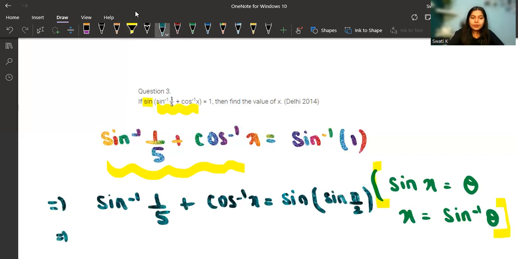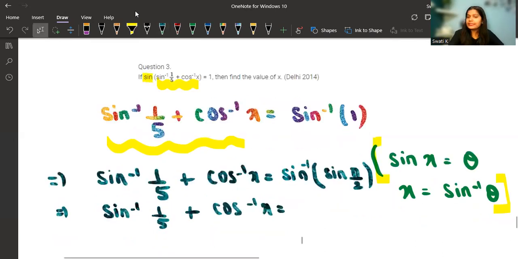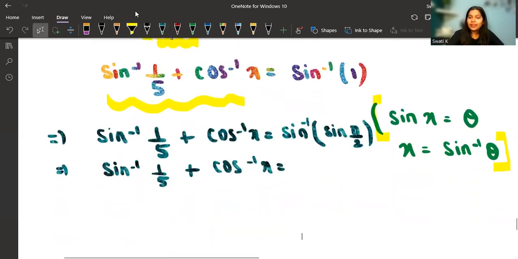And now this will become sine inverse 1 upon 5 as it is plus cos inverse x as it is equals, oh, sine inverse. Yes. So sine inverse sine theta, we know that the formula is theta only. So yes, let me write down the formulas as well.